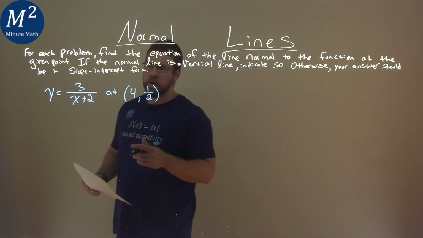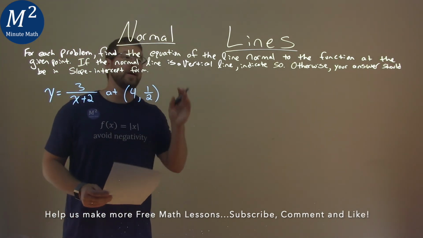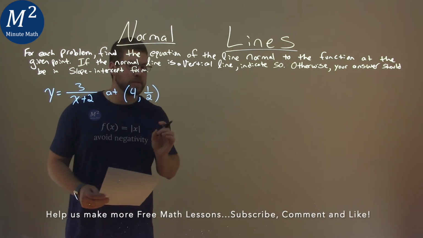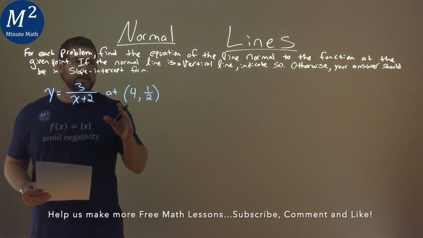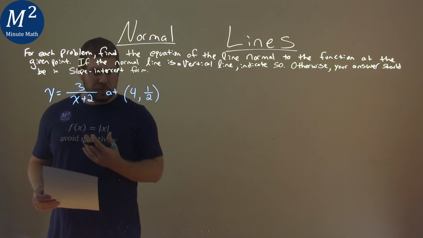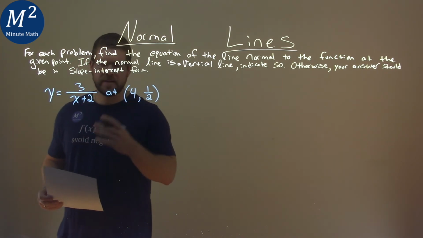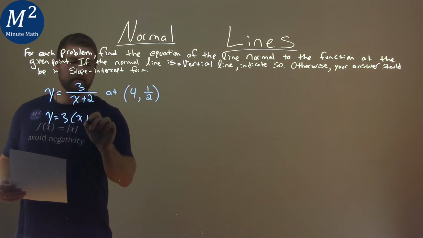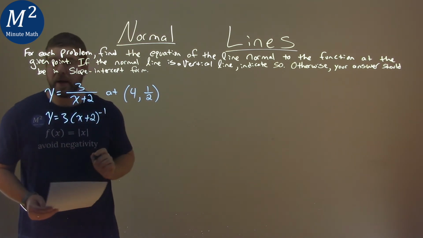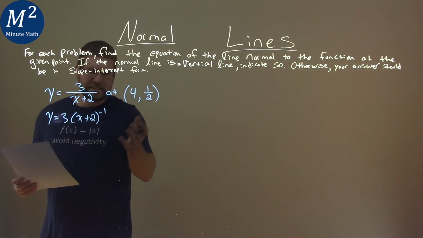We're given this problem right here, y equals 3 over x plus 2, and we want to find the equation of the line normal to this function at 4, 1/2. Now I know I'm going to have to find the derivative as part of my steps here, but I like to rewrite my function because I like to take the derivative a different way. Y equals 3 times the denominator, x plus 2, to the negative 1 power. That allows me to, well, when I take the derivative, I just like seeing it this way.